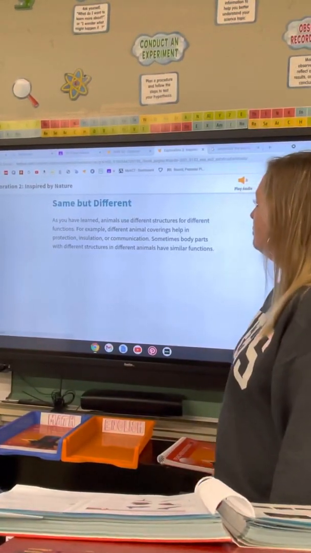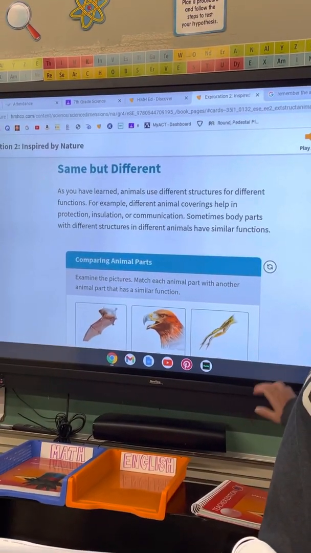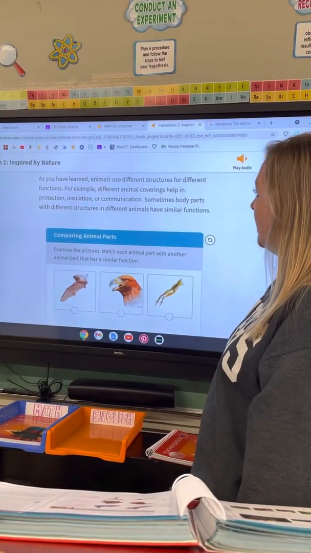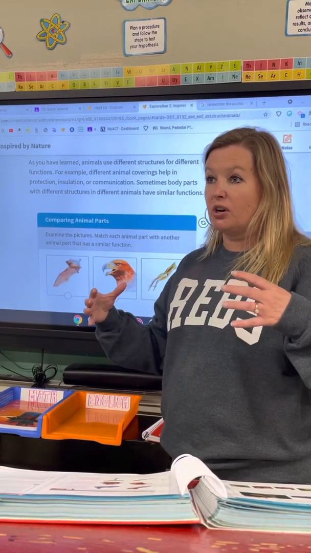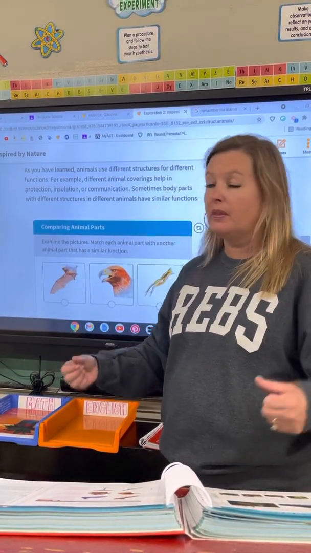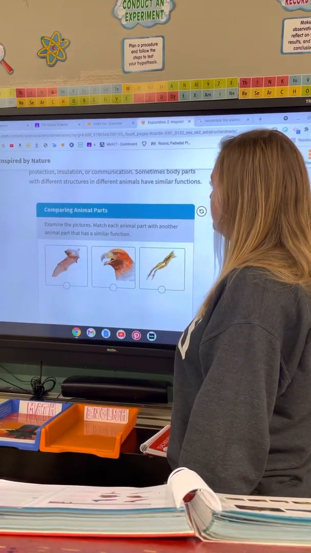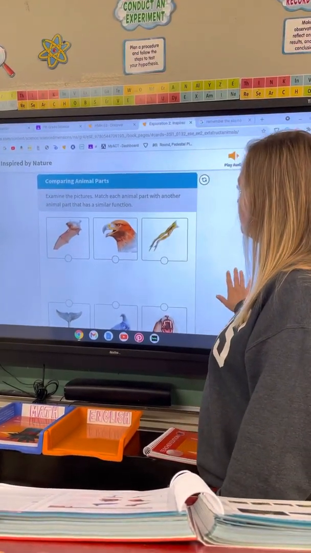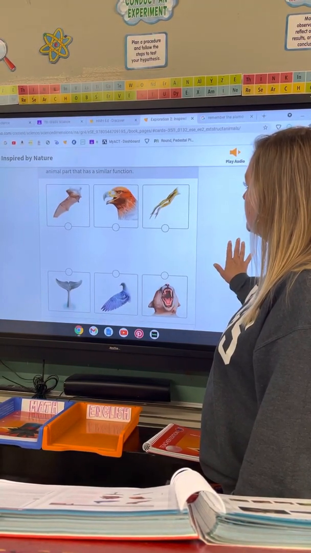As you have learned, animals use different structures for different functions. For example, different animal coverings help in protection, insulation, or communication. I know that I have an experiment here with lard, which is fat. I know if an animal is really, really fat, it helps to keep you warm, okay? It's called insulation. Sometimes body parts with different structures and different animals have similar functions. All right, so let's look at all of these pictures that we have here, and let's match each animal part with another animal part that has a similar function.